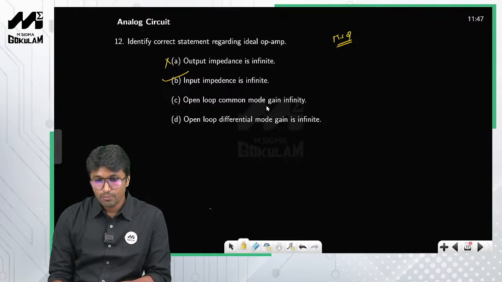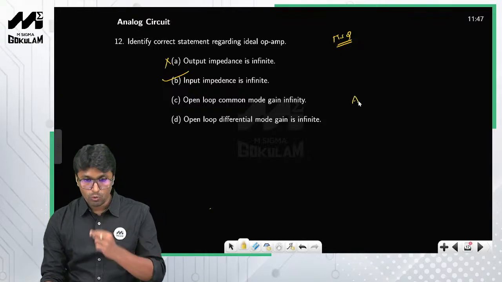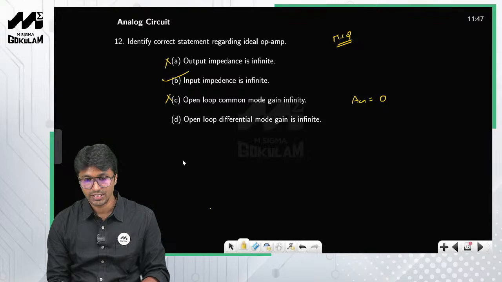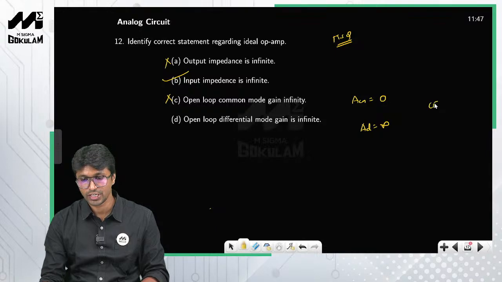Open loop common mode gain. So this ideally it should be 0, right? So therefore statement C is also wrong. Okay, ideal open loop differential mode gain is AD. Ideally it should be infinity, right? So CMRR ideally should be infinite, right? So it should be infinite.